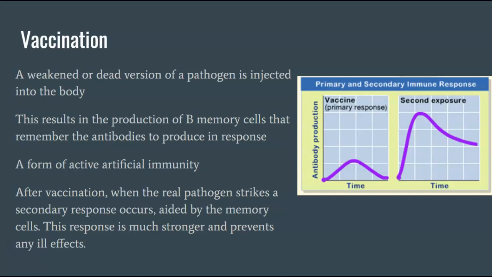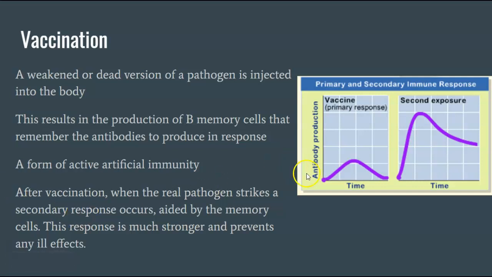So vaccination is a weakened or dead version of a pathogen injected into the body. You produce your B memory cells because you go through that challenge and response. It's just on purpose, right? You're not accidentally exposed to something. You're purposely exposed to this weakened or dead version. And then your memory cells go through the whole immune response, and the antibodies stay as memory cells.